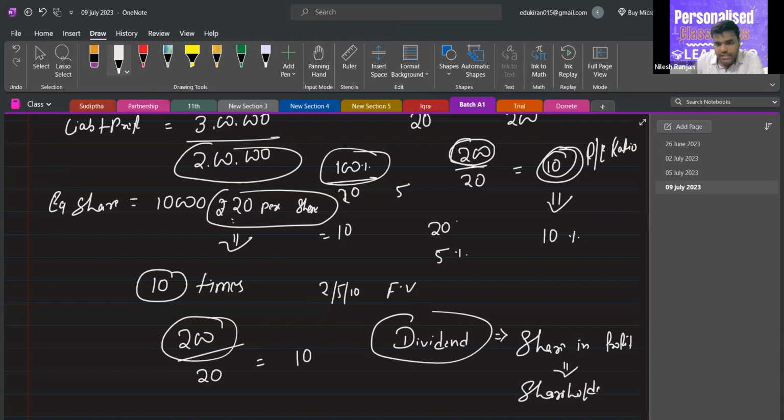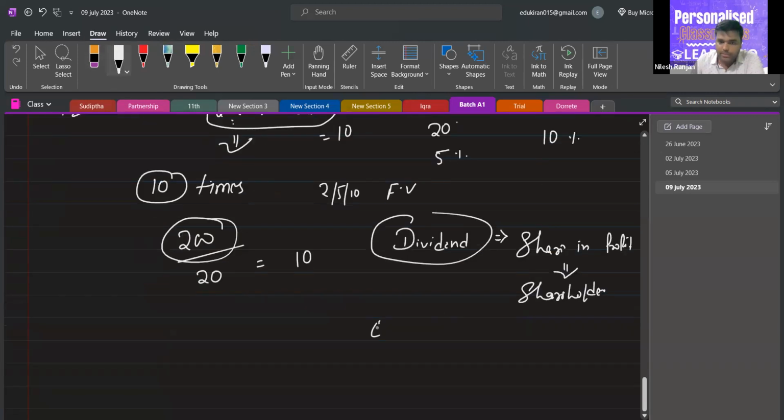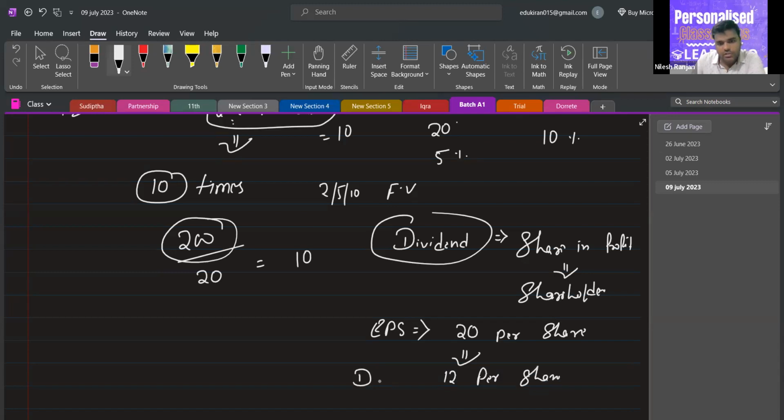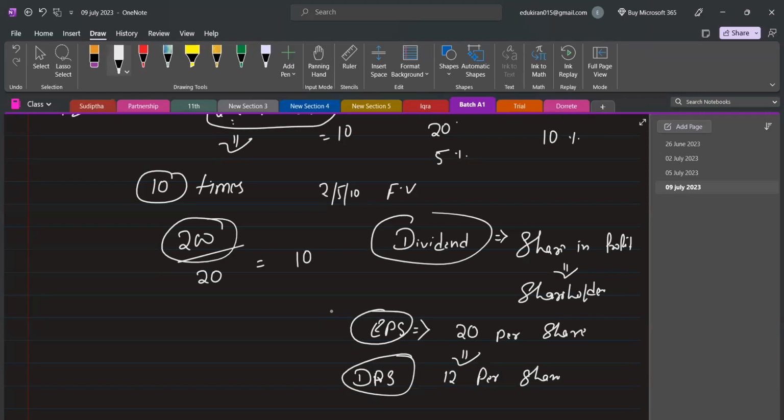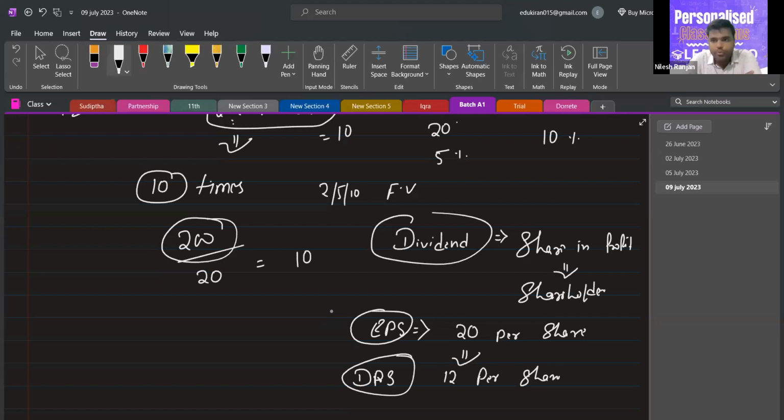Now, I told you about the earning per share concept, EPS. So a company is earning 20 rupees per share. But it gives only, let's say, 12 rupees per share as dividend. So it will be called dividend per share, DPS. Could you repeat once more? The company is earning 20 per share. It is the EPS of the company, but the company is distributing only 12 rupees per share. It is called DPS, dividend per share. Is that clear?